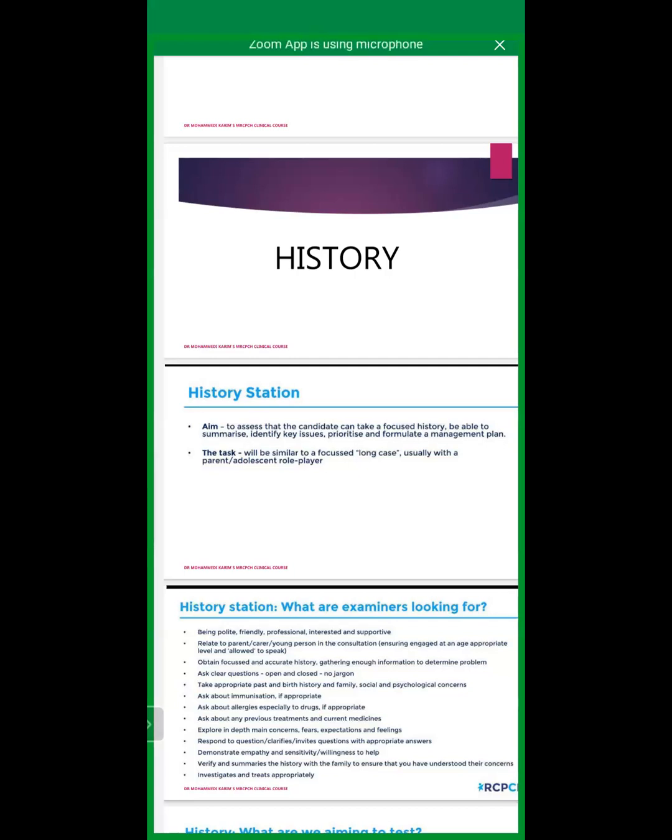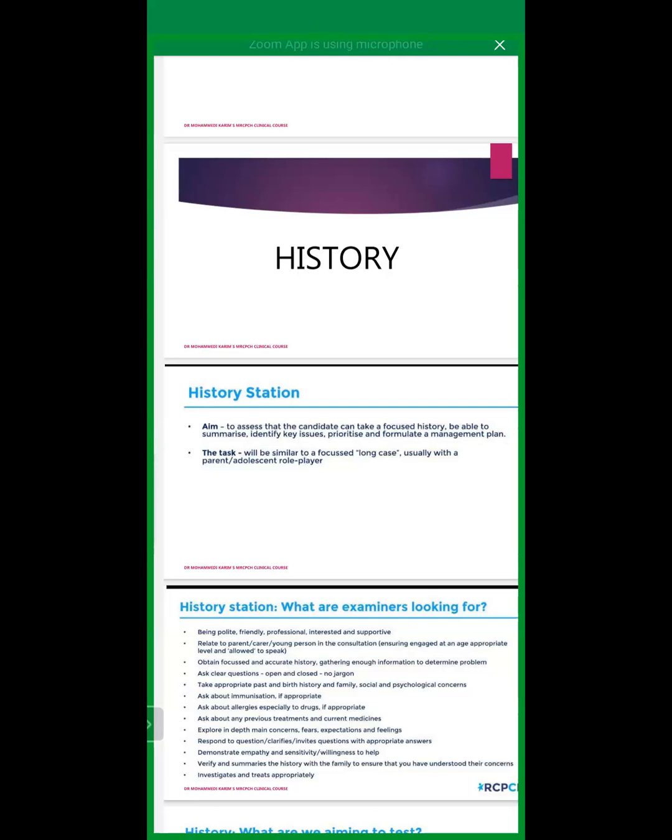This is important, especially in development also, not just the history taking, but also in the development. Okay, although you have a very targeted history in the development, but you have to ask about the social history.